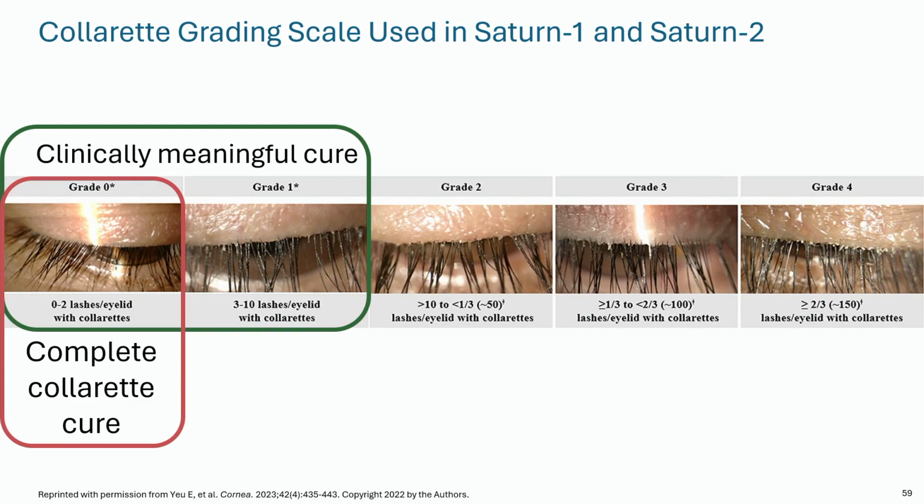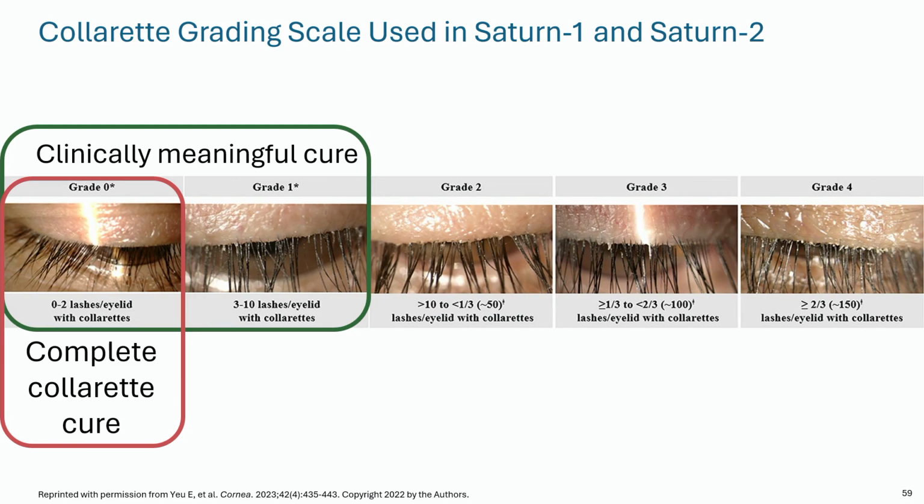So I want you to learn a new grading scale. This is how to grade the collarettes, or those cylindrical sleeves on the lashes. So it goes from grade 0 to 4. Grade 0 is less than 3 lashes with the collarettes. Grade 1 is up to 10, 3 to 10. And then grade 2 is about 50. Grade 3 is 100. And grade 4 is 150 lashes with those collarettes. So that's a lot, right?